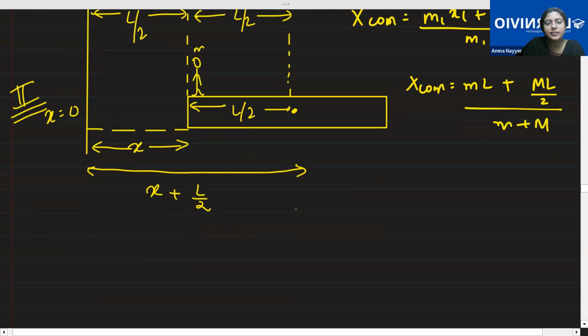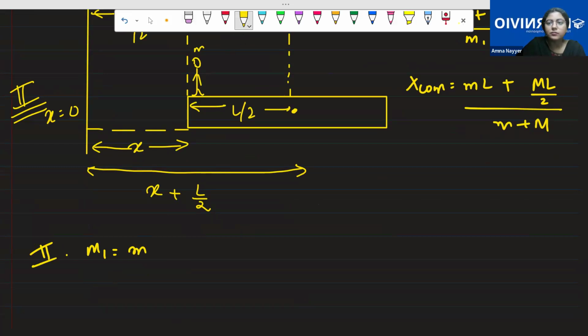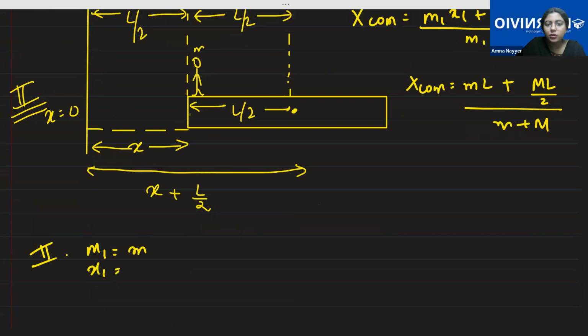Okay, so in the second case, the mass of the man is still m, but what's the position of the man? X1. From the origin, the man is at a distance of L, next to the plank. Mass of the plank is capital M. Separation of the plank's center of mass: see, the plank has shifted some distance x, and the center of mass is L by 2 behind. So the total separation from the origin will be x plus L by 2. Right? This will be x plus L by 2.